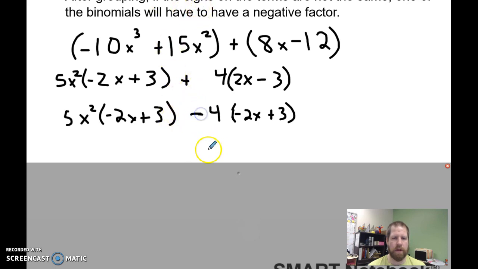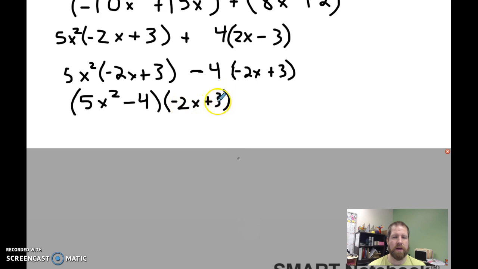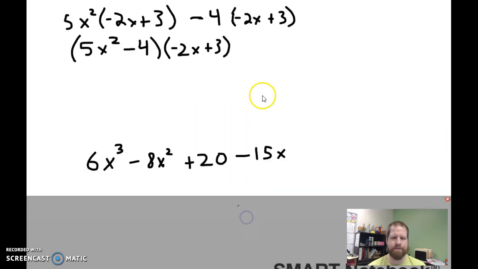All right. So now we've got our common binomial factor. So we're going to take what we've got outside. We've got 5x squared minus 4, and we're multiplying that by -2x plus 3. Sometimes that can be written as 3 minus 2x, but I prefer to have my standard form with my highest term, anything with a variable first. Okay, let's do another one.